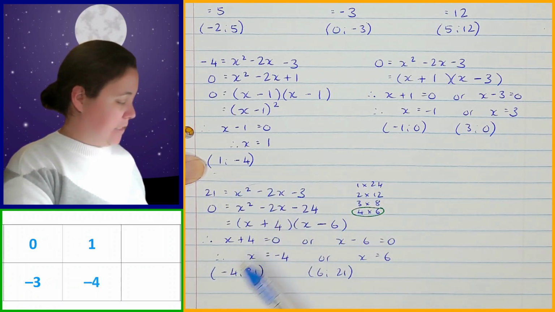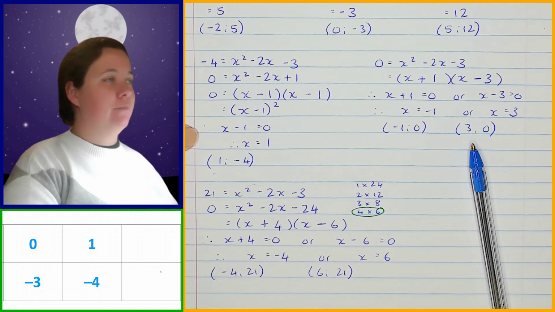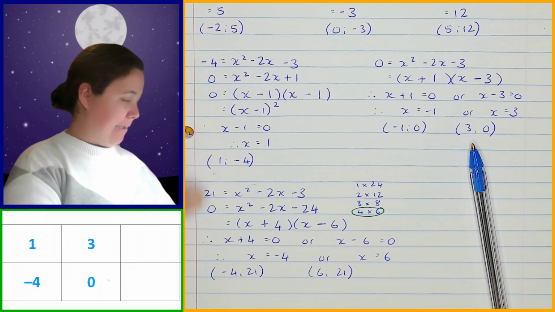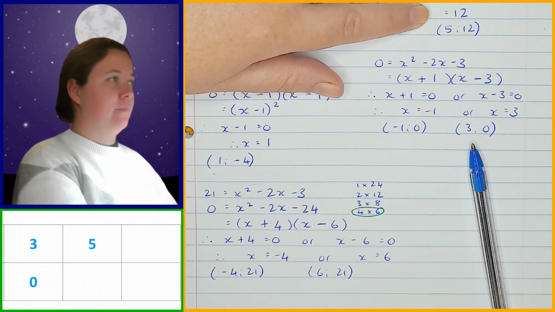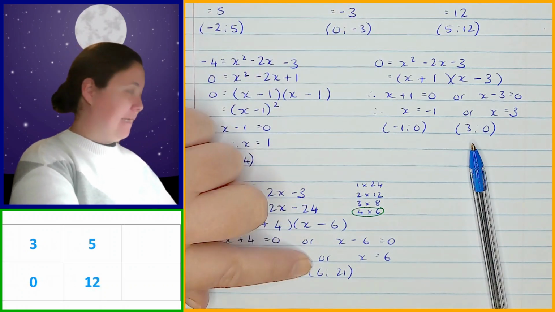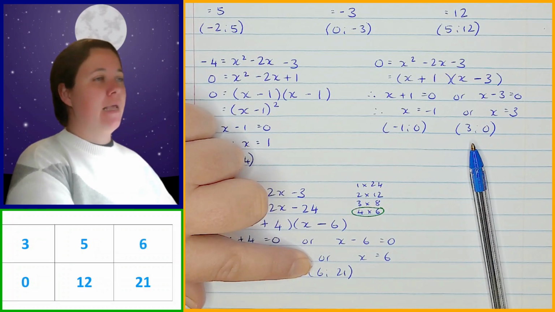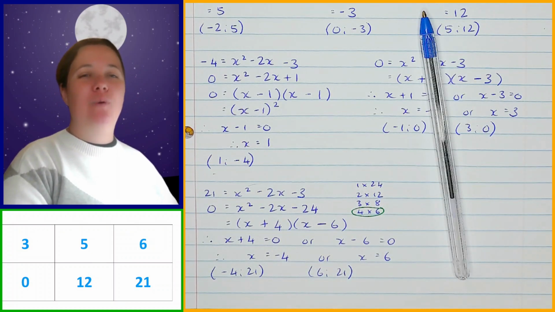Then the next one is going to be 3 and 0. And then I have 5 and 12. And then finally 6 and 21. And that's what you should have got for that example. Okay, and that's how we use substitution with equations to generate tables of ordered pairs.